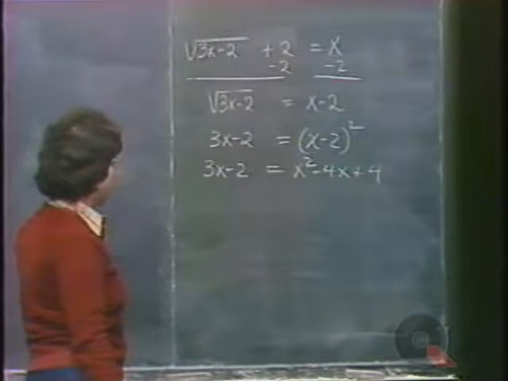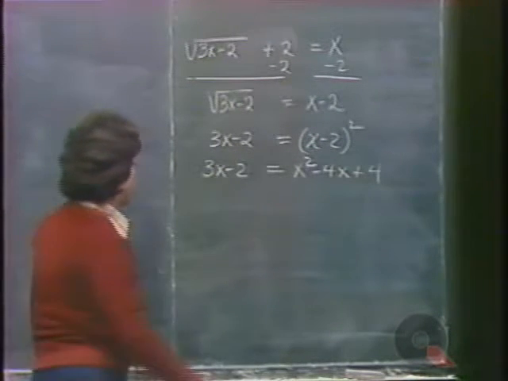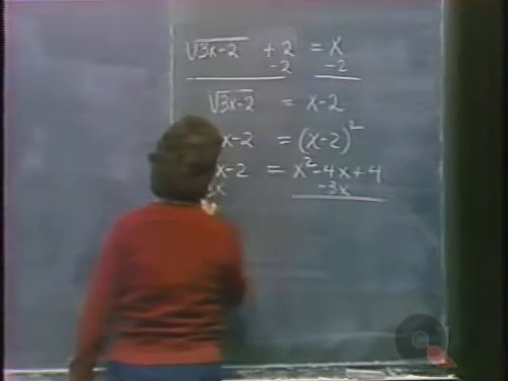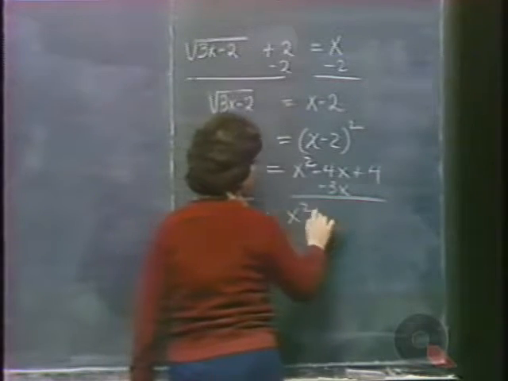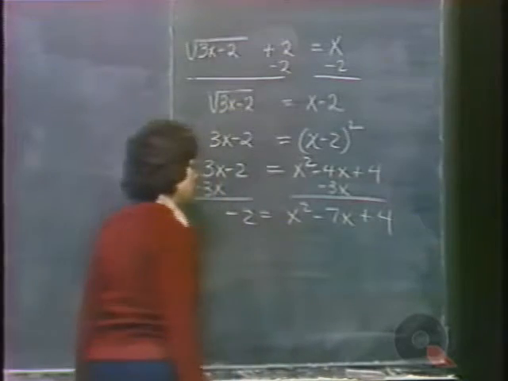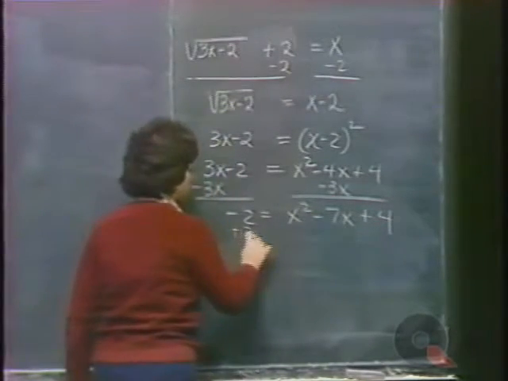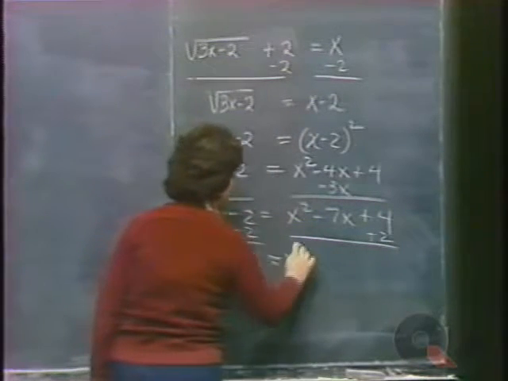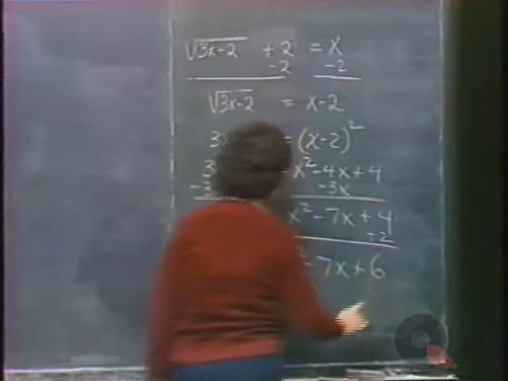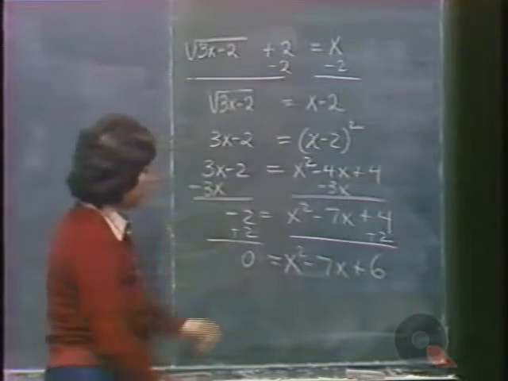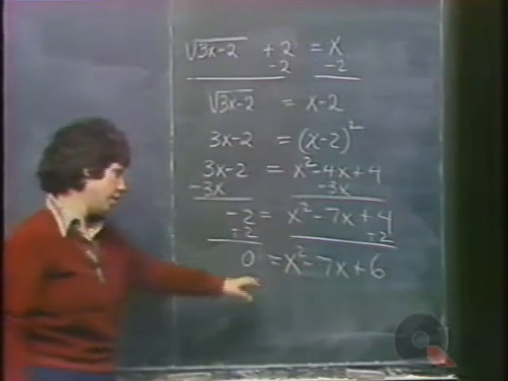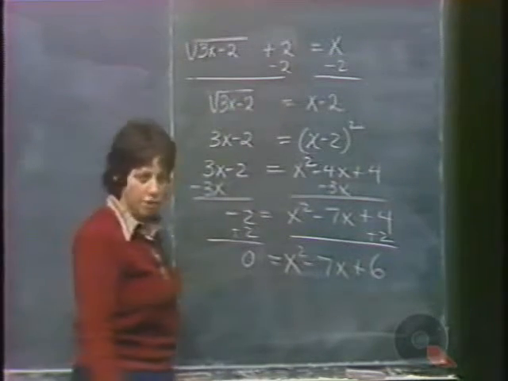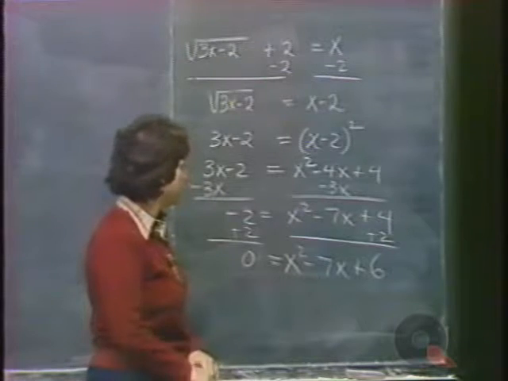Let's combine like terms, see what we have here. Let's subtract 3x from both sides of the equation. Minus 2 is x squared minus 7x plus 4. And then add 2 to both sides of the equation. 0 is equal to x squared minus 7x plus 6. Notice that the equation that we have to solve here is a quadratic equation, a second-degree equation in the variable x. All the other ones, when we squared both sides of the equation, they were just linear equations. But of course, you can get a quadratic as well.